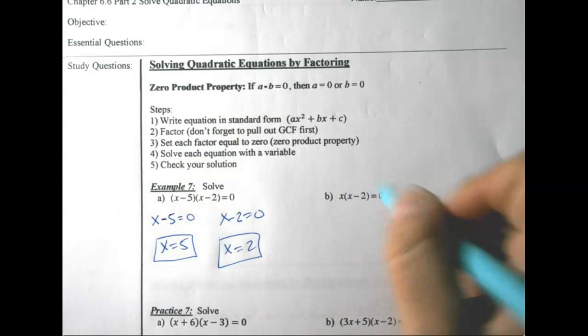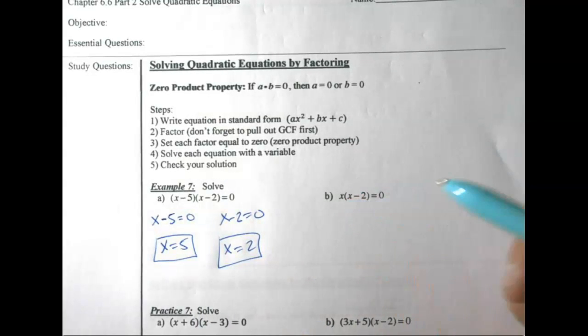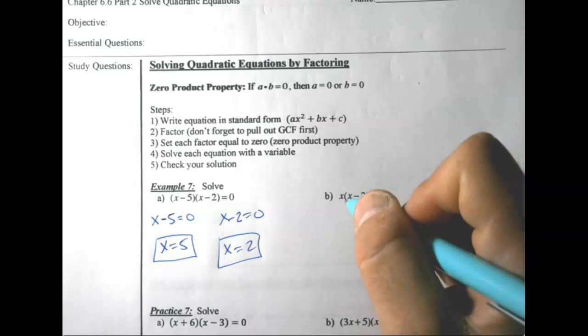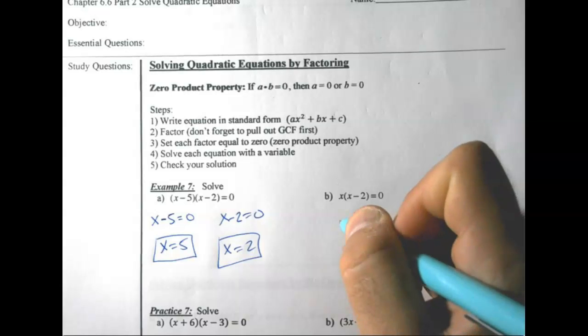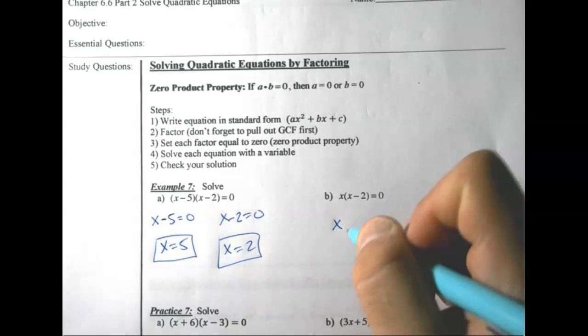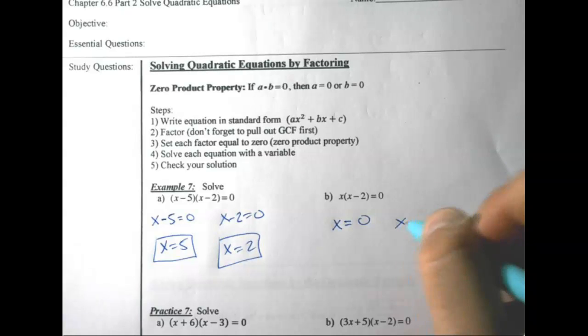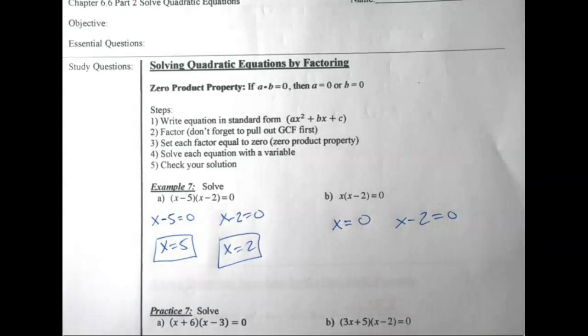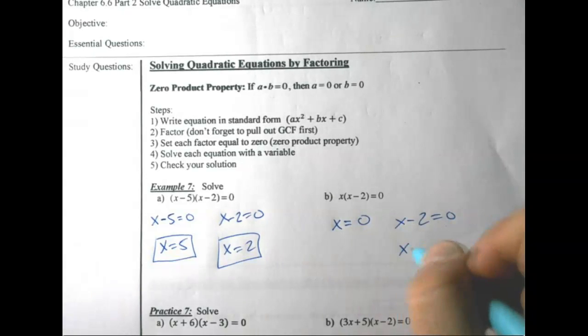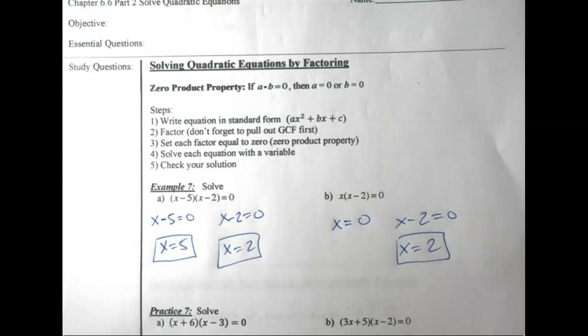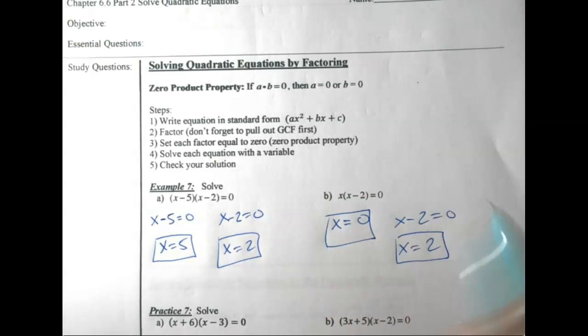In the next one, your factors are x and x minus 2. Again, remember, things that you multiply are factors. So multiplying x times x minus 2, and the answer is 0, meaning either x equals 0 or x minus 2 equals 0. Solve it. x equals 2. This one is already solved. So x is either 0 or 2.